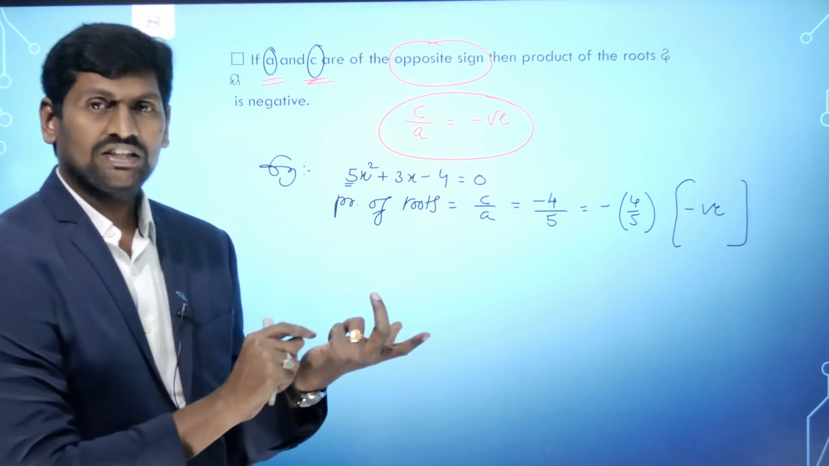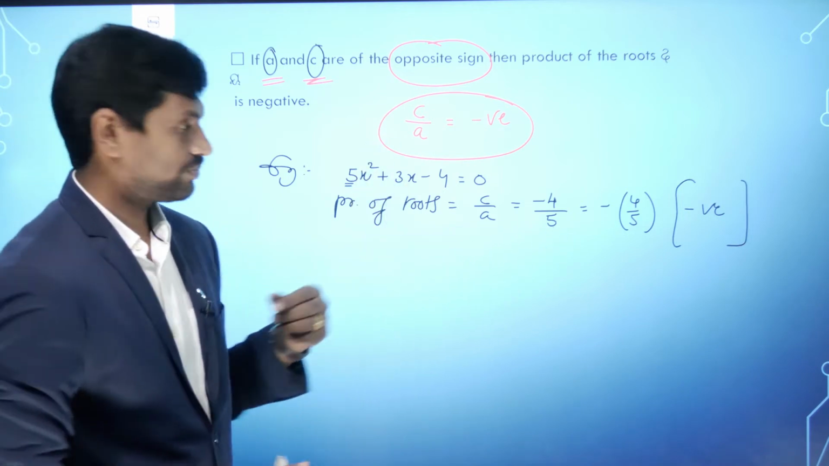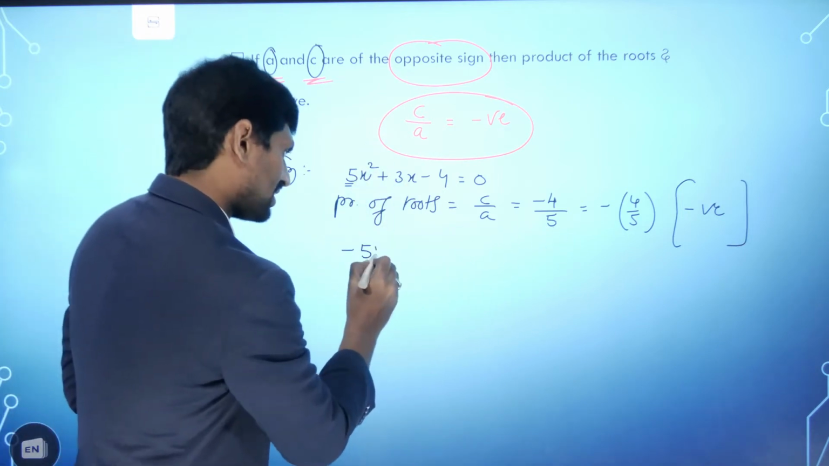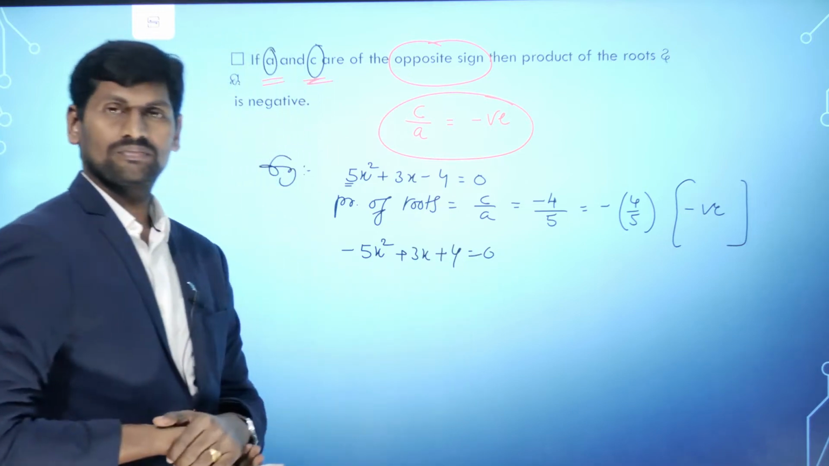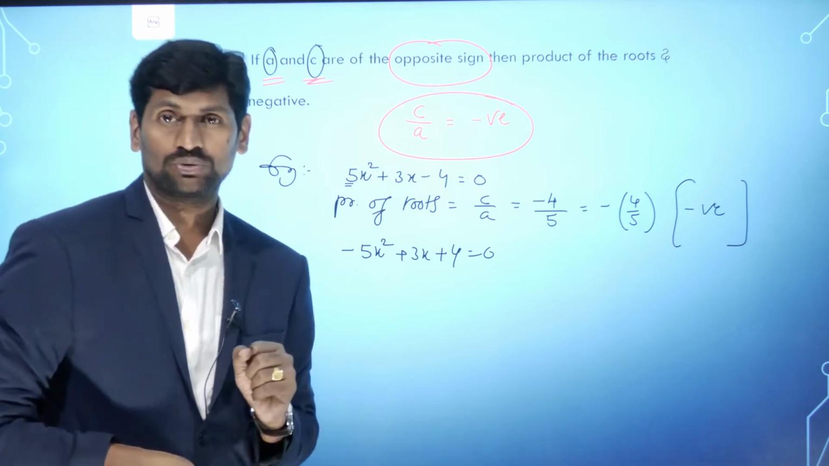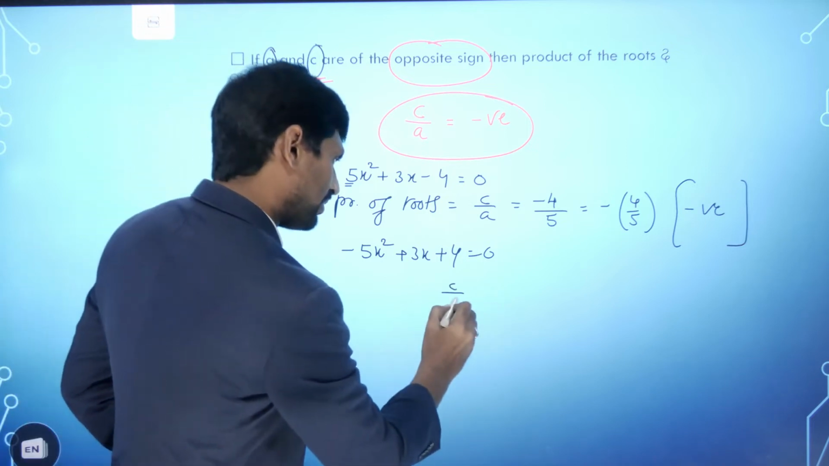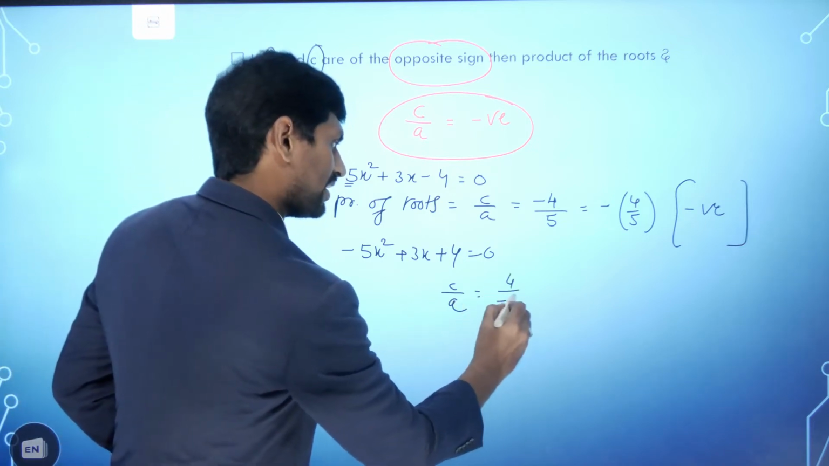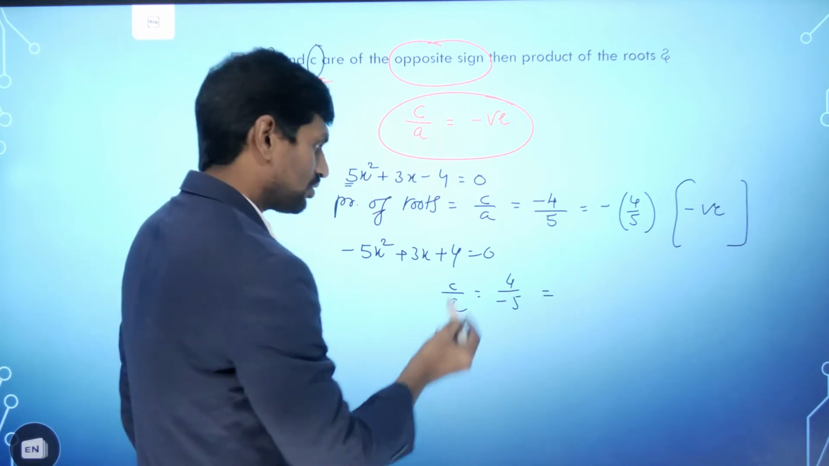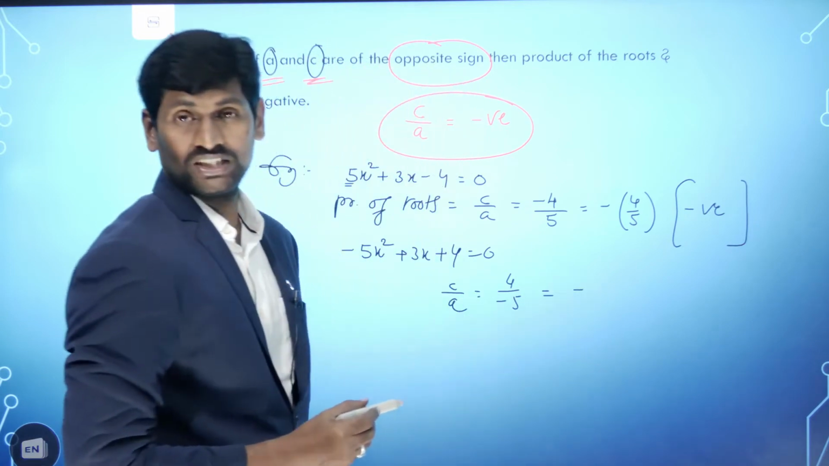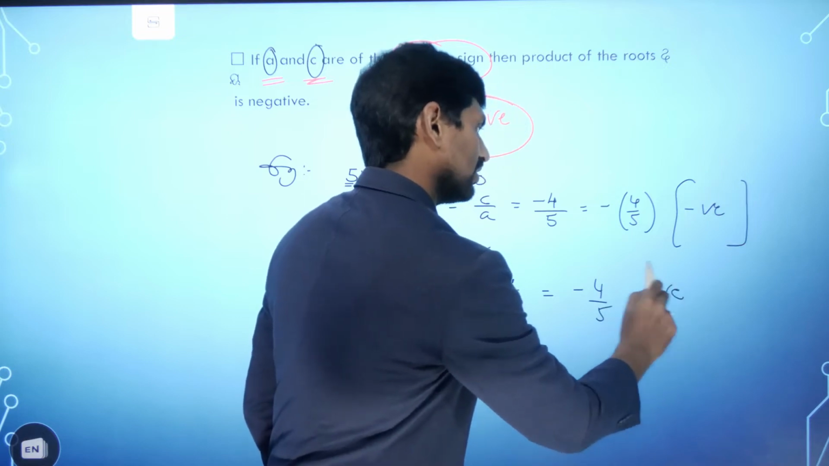If you take the reverse, that means the a value is negative and the constant term is positive. I am just interchanging: minus 5x square plus 3x plus 4 equals 0. The x square coefficient is negative this time and the constant term is positive. Now the product of roots c by a equals 4 by minus 5. Actually, we should not write the denominator in negative, so we write the minus symbol in front. So minus 4 by 5 is a negative value.